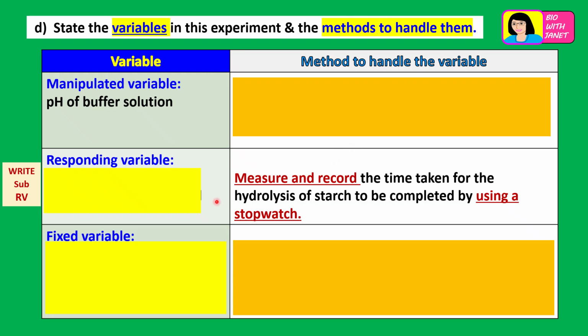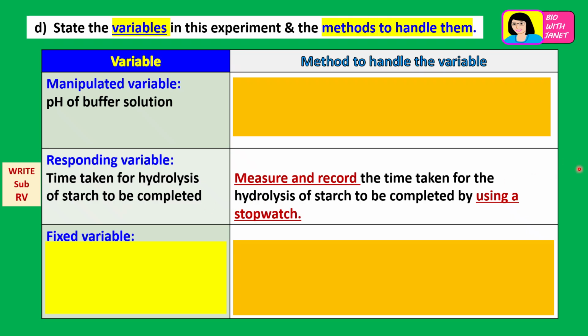Next, for your responding variable, what are you going to write? Are you going to write the main RV or the sub RV? My recommendation is to write the sub RV, because the sub RV is easier to explain. So the responding variable is the time taken for the hydrolysis of starch to be completed, or it could be the time taken when the iodine solution first remains brownish yellow. It depends on the question, so read the question carefully and underline the sub RV there.